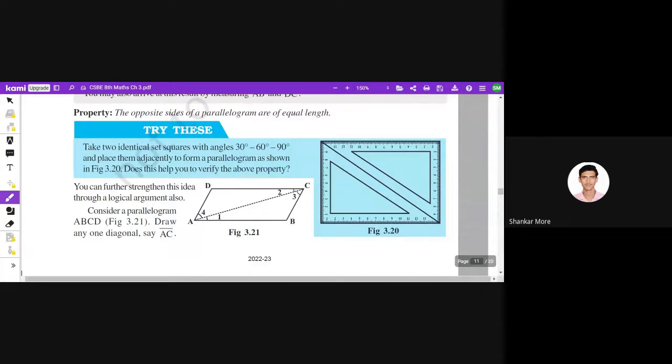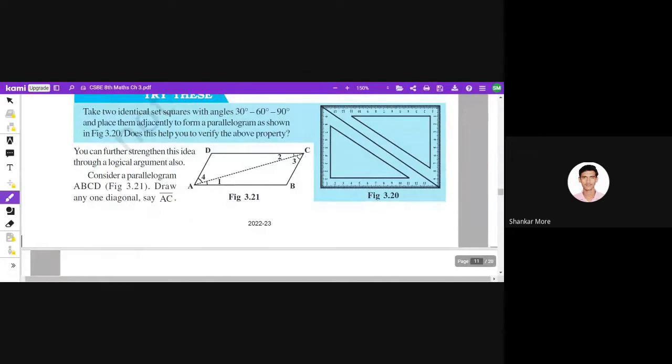Absolutely, it is going to verify, because see, जो ऊपर वाला साइड है वही नीचे वाला साइड का लेंथ रहेगा, एंड जो यहाँ पे लेफ्ट वाला साइड है वही राइट साइड का लेंथ रहेगा. Now you can further strengthen this idea through a logical argument also. Now we are going to give a logical argument.